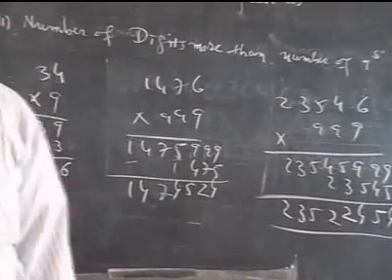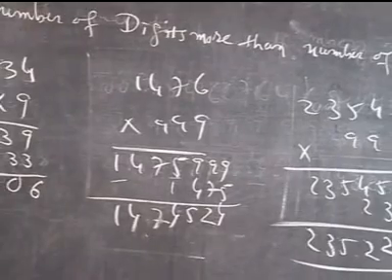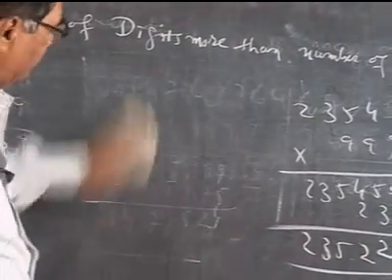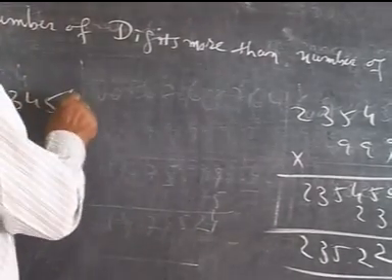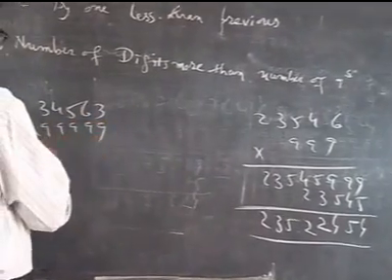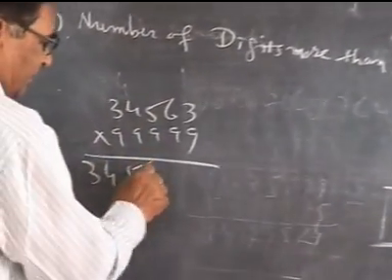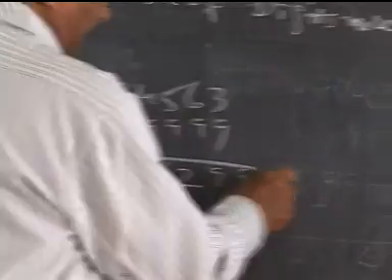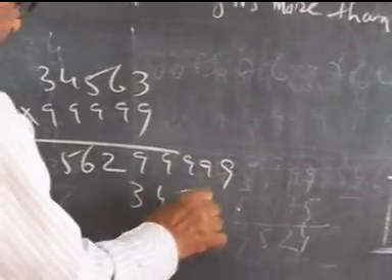The question is whether the remaining 2 methods are different from this. Let us see how. See what we were doing. I take one more example: 3, 4, 5, 6, 3 into 9, 9, 9, 9, 9. What are we doing? Decrease 1: 3, 4, 5, 6, 2. This method shows 9, 9, 9, 9, 9. Subtract this 3, 4, 5, 6, 2.